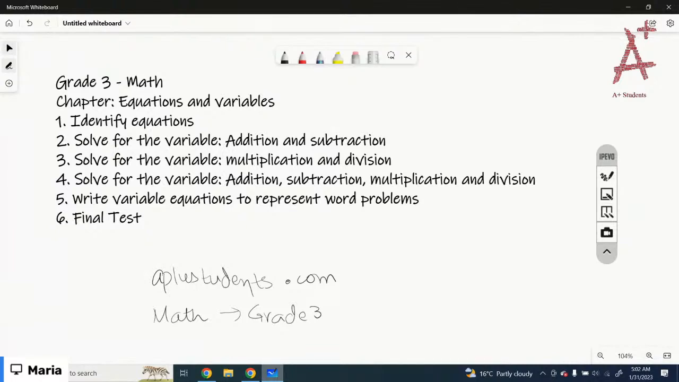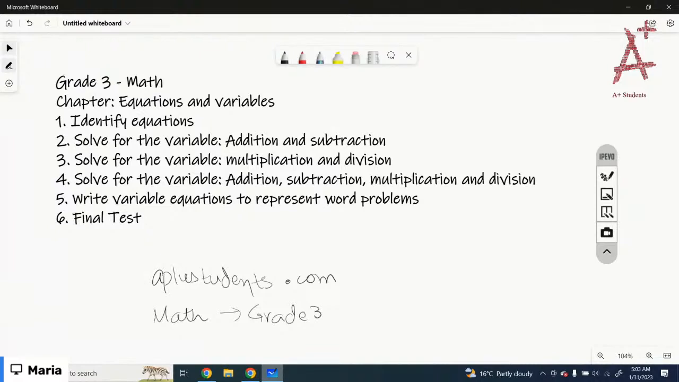So we're going to start with the chapter equations and variables. And here are the lessons we're going to cover today from the chapter. They are identify equations, solve for the variable addition and subtraction, solve for the variable multiplication and division, solve for the variable addition, subtraction, multiplication and division, write variable equations to represent word problems. Then we'll do the final test of the chapter.